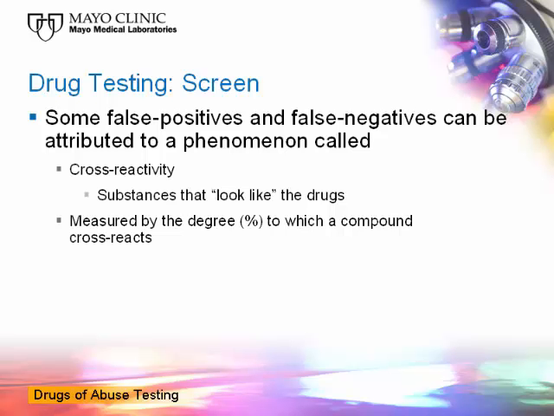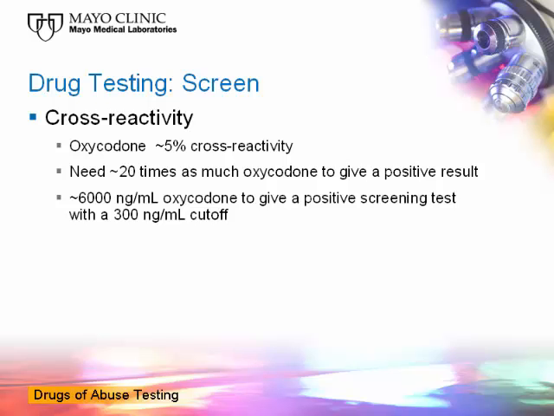Now, false positives and some false negatives can be attributed to a phenomenon called cross-reactivity. Remember, the antibody is looking for substances that look like the drug. And we assess the degree of cross-reactivity by a percentage. Here's an example. Oxycodone, let's say, is 5% cross-reactive with the opiate immunoassay. Well, what does that mean? It means you need 20 times as much oxycodone to give you a positive result in that screen, which is about 6,000 nanograms per mL of oxycodone if you're using a 300 nanogram per mL cutoff.